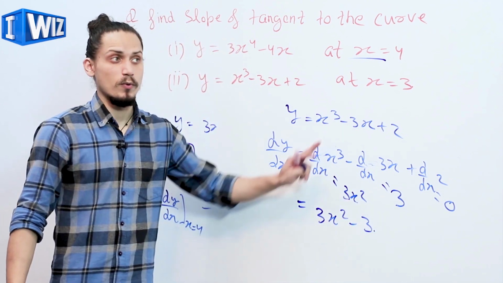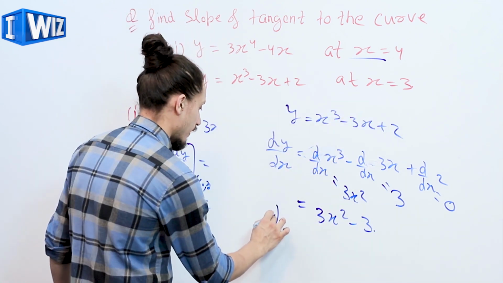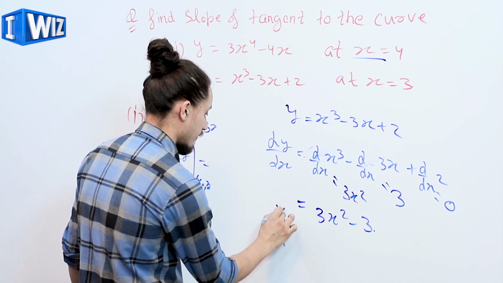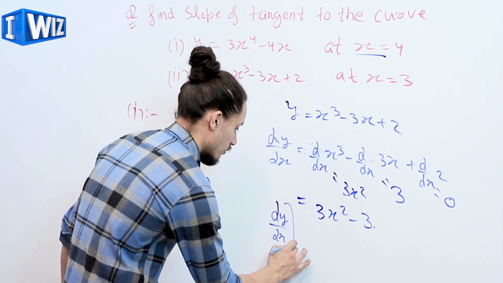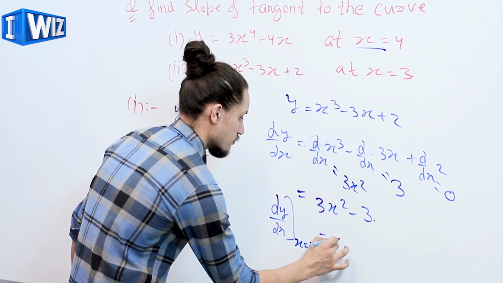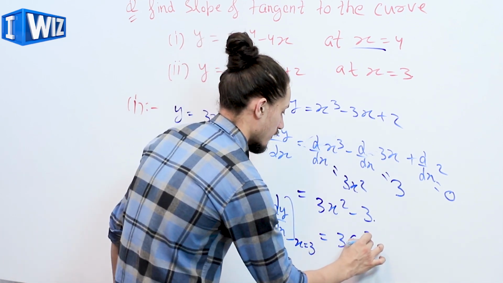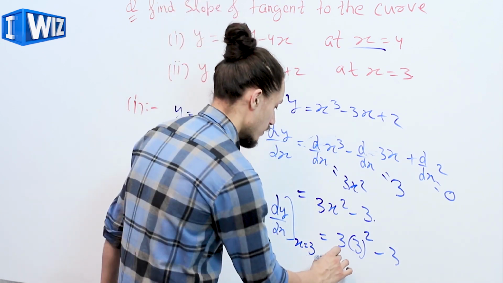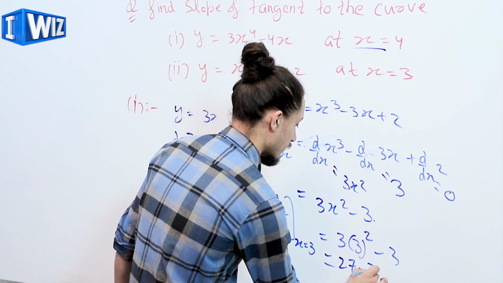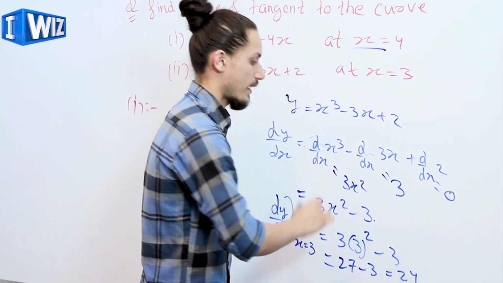Now we have to find its value at x is equal to 3. So dy/dx at (x0, y0), y0 is not given to us, but the value of x0 is given, x is equal to 3, which is equal to 3 into 3 square minus 3, which is 9 into 3, 27. So 27 minus 3 is equal to 24, and hence the result.